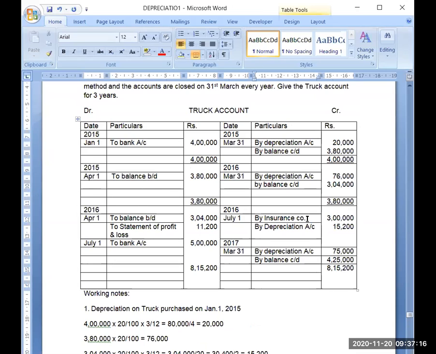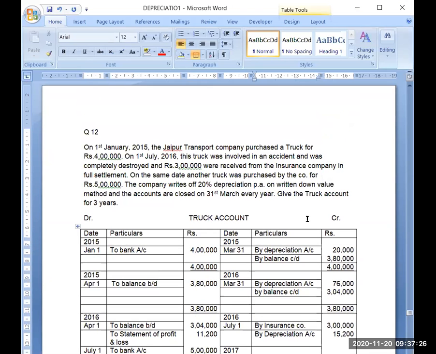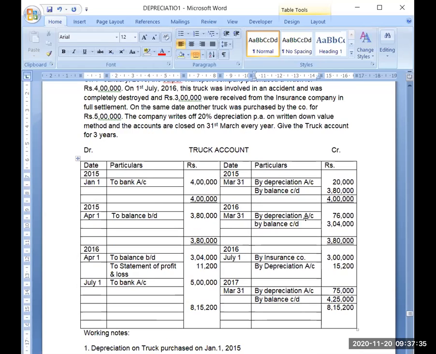So I hope now this point is also clear. There is no confusion regarding this entry. This one is a new entry for you in this question. Otherwise, earlier we were doing only by bank account when we were selling the asset, but this is not a plain sale of asset. It is a sale of asset due to an accident. We are getting the money from the insurance company.